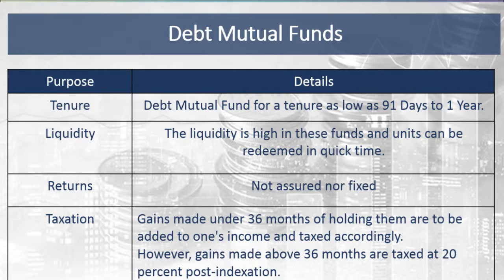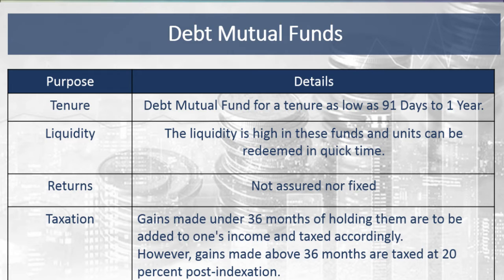If we test these against our four criteria, then the tenure of debt mutual funds is as low as 91 days to 1 year. The liquidity is high in these funds and the units can be redeemed in quick time. Returns are not assured because they are floating; they depend on demand and supply and the risk involved.